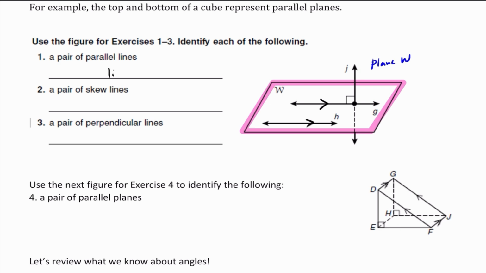So we know for sure that those two lines are parallel. So I'm going to write line G is parallel to line H. Okay, so I'm going to go ahead and move on to number 3 and then do number 2. Number 3, a pair of perpendicular lines. If we look, we can see that line G and line J intersect at a 90-degree angle. So those two lines are perpendicular to each other. So I'm going to write line G is perpendicular to line J.